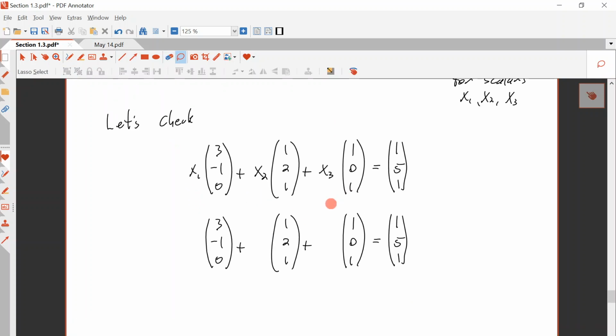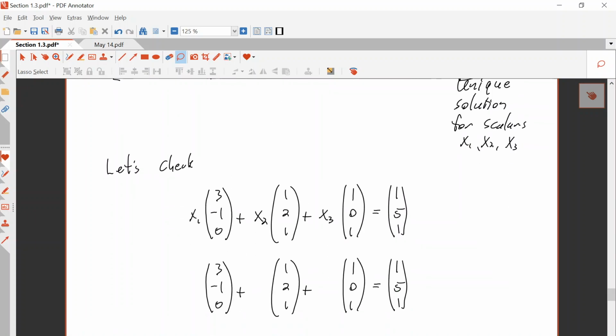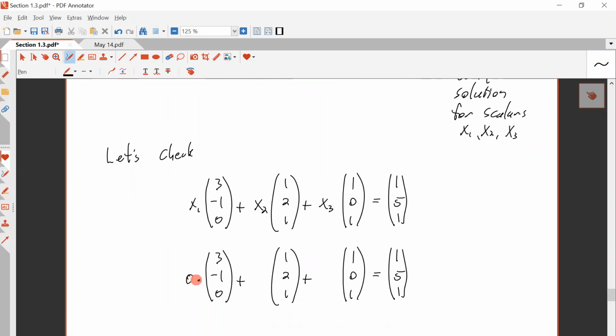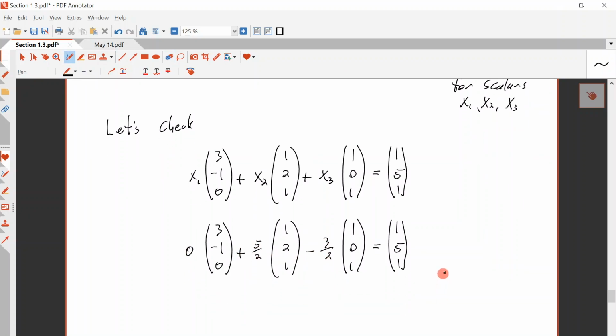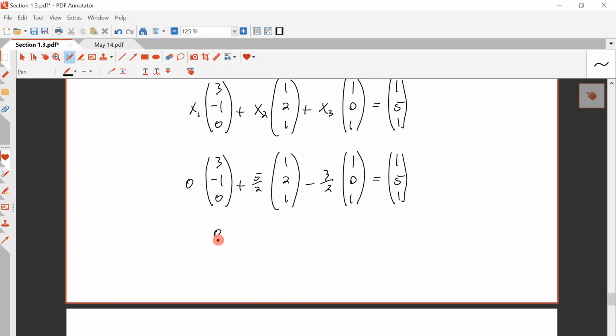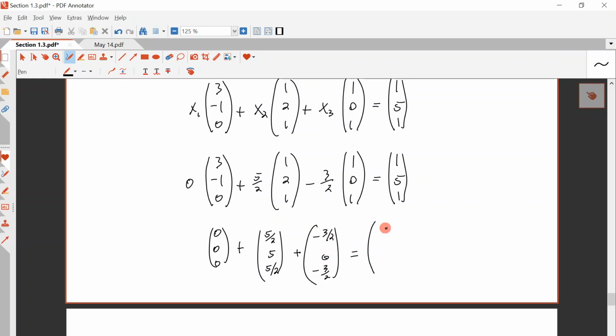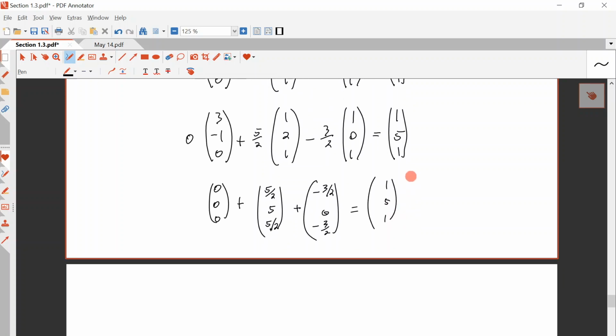So it was 0, 5 halves, minus 3 halves. Okay, so this becomes 0, 0, 0, plus this one becomes 5 halves, 5, 5 halves, plus this becomes minus 3 halves, 0, minus 3 halves, equal to 1, 5, 1. Add these together.